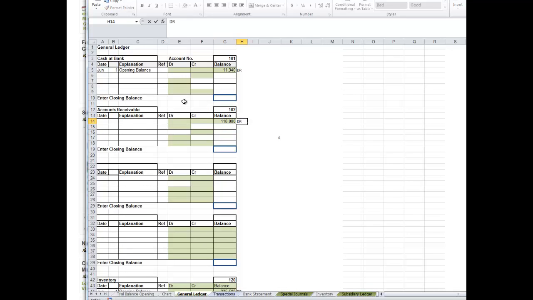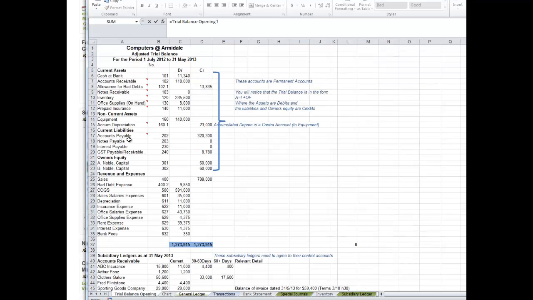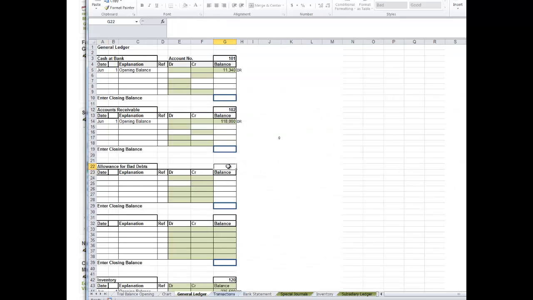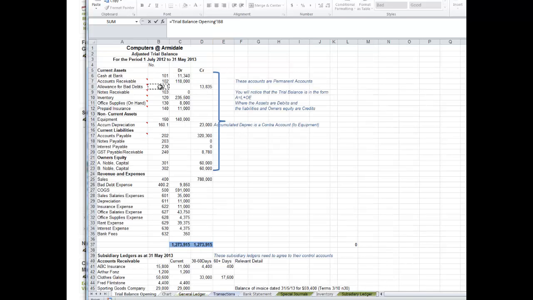And that will be June 1, opening balance, no posting reference. Ref is short for reference, or in this case posting reference. There are no transactions, so no debit or credit happens; we're just recording the balance, account 102. Now, the next one is an account with a little bit of difference. We have allowance for bad debts, and it is account 102.1.